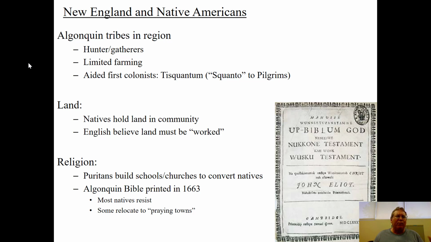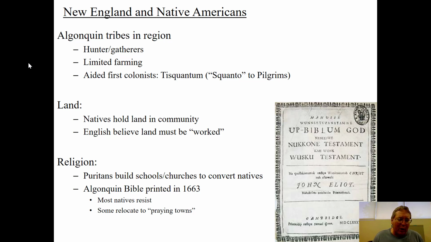To show you just how important this outreach program is to the Puritans, one of the first books printed in the New World in English. So that means they went and bought a printing press and then made books in New England, right, was a Bible.